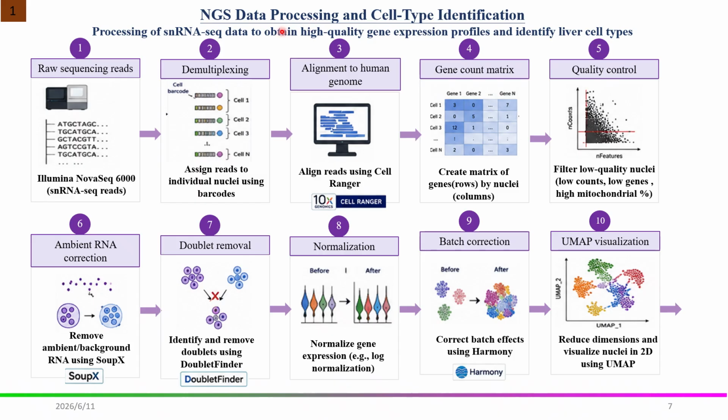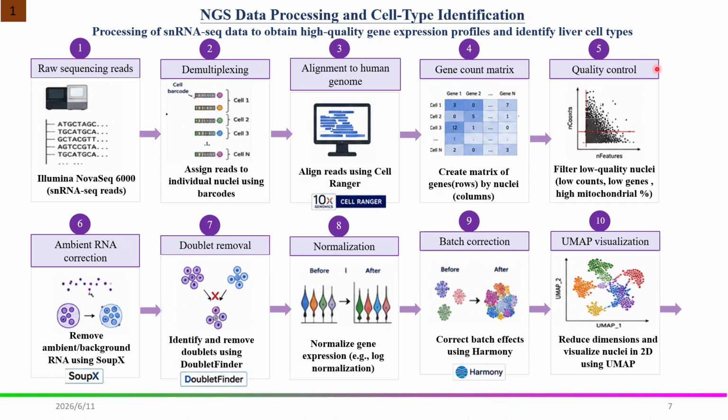Next, this slide shows the NGS data processing pipeline for single nucleus RNA sequencing. Step 1. The process starts with raw sequencing reads generated from Illumina NovaSeq 6000. Step 2. Demultiplexing is performed. Step 3. The reads are aligned to the human genome using Cell Ranger, so we know which gene each read comes from. Step 4. A gene count matrix is created. In this matrix, rows are genes and columns are nuclei.